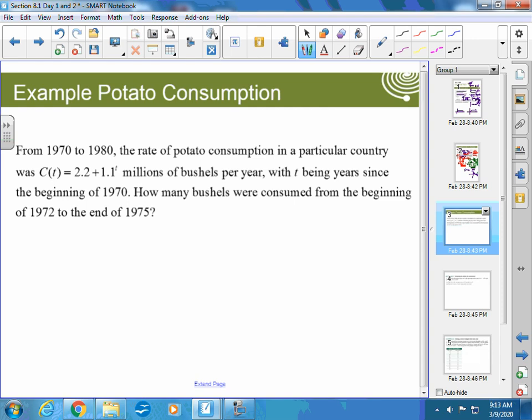Okay. So millions, that many millions, that's exponential right there, that number that you see, okay? The T being in years, so I'm gonna mark this for later. Since the beginning of 1970, how many bushels were consumed from the beginning of 1972 to the end of 1975? In other words, for all of 72, 73, 74, 75, the whole years. Okay? Now notice this says the beginning of 1970. That means how many years past 1970 is this? Two. How many years past, this says to the end of 1975, means through that 75th year right there.